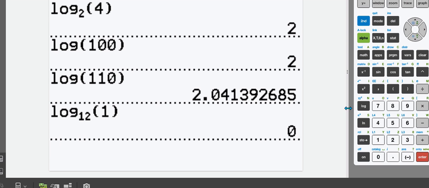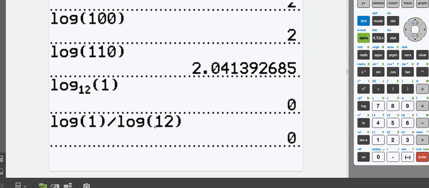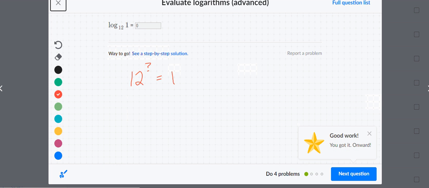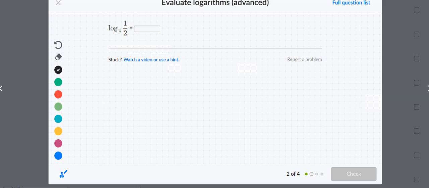Real quick, you can skip this if you don't have this problem. If your calculator won't do a log base, it won't change the base for you. If you want to do log base 12 of 1, you should be able to just do log of 1 divided by the log of 12. Let me make sure this is correct. And it should give you the same thing. So this is a change of base. And you only would really need to do this for sure if your calculator won't do a log base for you.